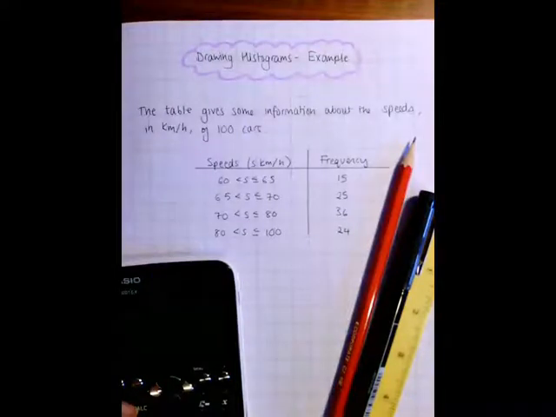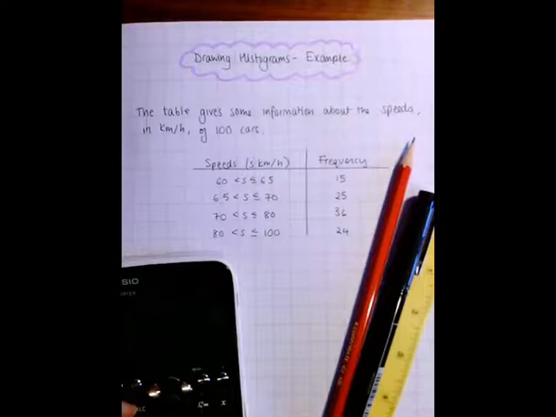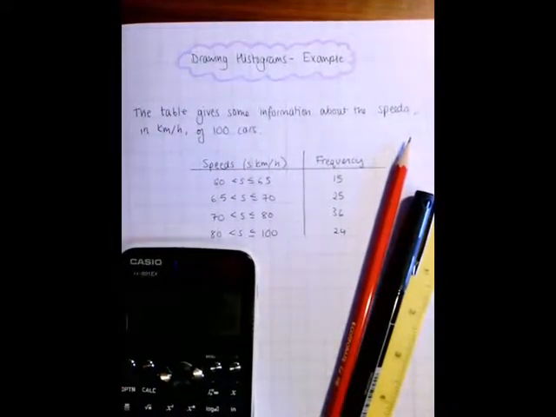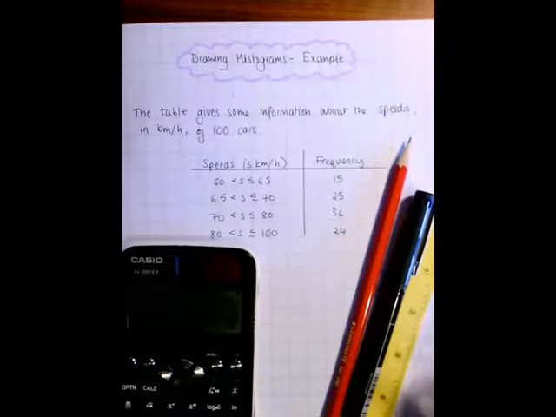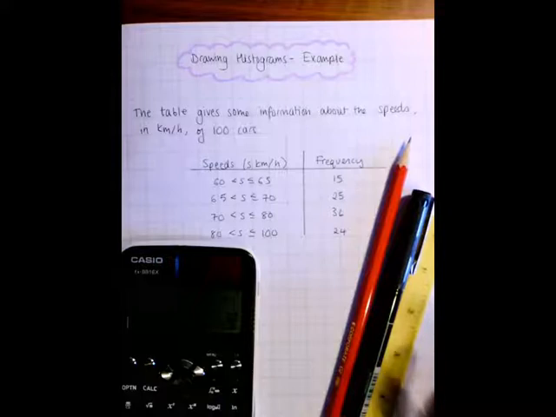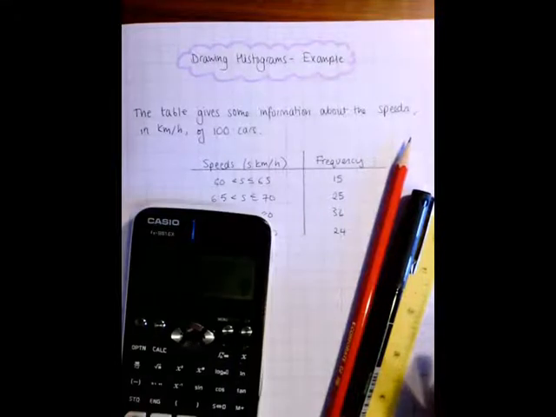Today's video is on drawing histograms. I'm going to take you through an example first and then give you a couple practice ones to try. You'll need some squared paper or graph paper, a ruler, pen, pencil and probably a calculator as well.